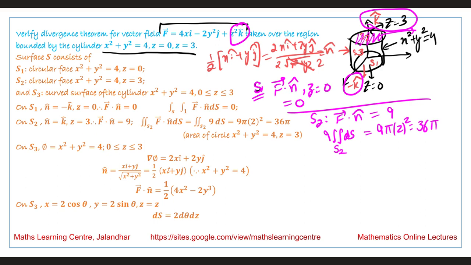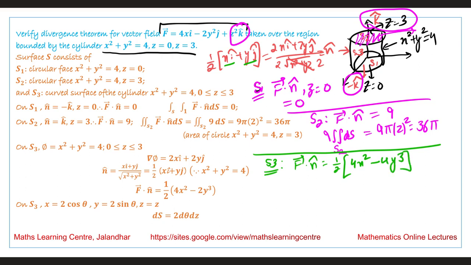Next, we are talking about the surface S3. Now, on S3, F dot n cap is equal to 1 by 2 times x i cap plus y j cap. We get 4x square i cap, then minus 4y cube. It is not 4, it is 2y cube. So we have both the terms of x and y, then we have z over there.